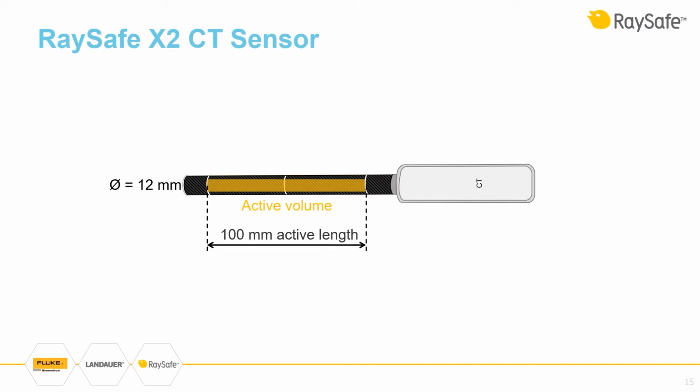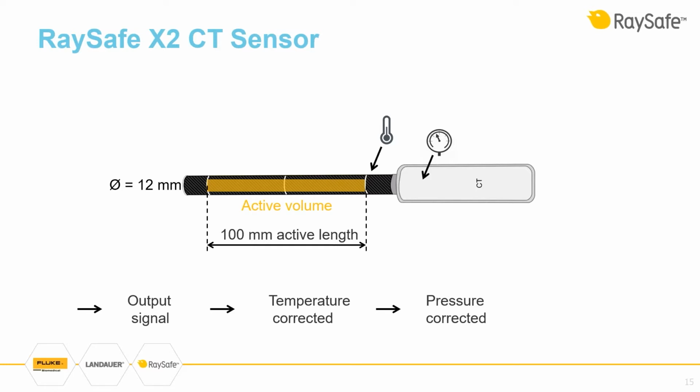Just at the edge of the active volume is a temperature sensor. And in the electrometer, there's also a sensor for barometric pressure. This gives us a signal that is automatically temperature corrected for the air temperature inside the ion chamber, not inside the room, if the temperature should differ. It is pressure corrected, and then the data is transferred as a digital signal to avoid cable interfering with the accuracy of the measurement.